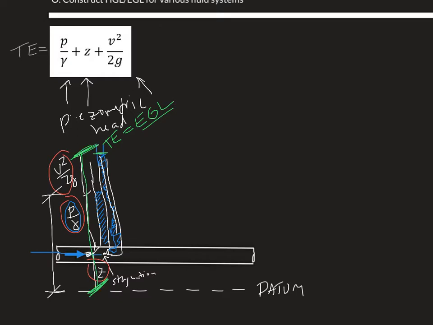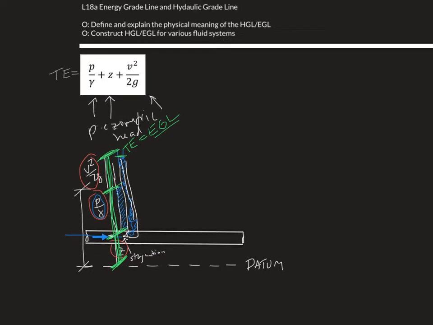And what's nice is, what I just did, I just created it by thinking about the Z and thinking about the P on gamma and thinking about the V squared on 2g. And what I'm going to want you to be able to do ultimately is to think about it not necessarily by thinking about all those things individually, but just by thinking about what's going on. You're going to have to be able to mentally take it apart and put it back together, et cetera. So I'm going to give you an example here.